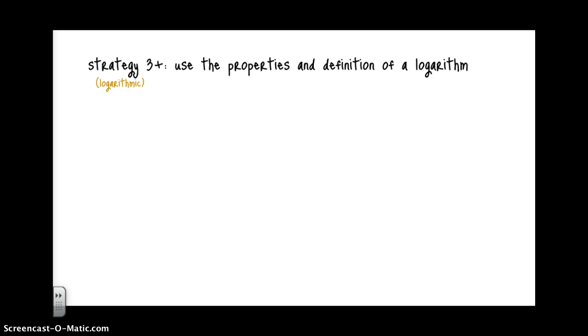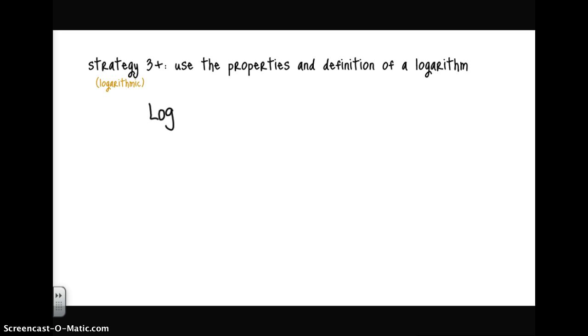So the last strategy I want to show you is called strategy 3+. And why is it called 3+? Because it's the third strategy, which was throwback, use the definition. But now we're going to use some properties so that we can actually do the definition. Here's what I mean. Let me clarify this a little bit for you. Let's look at an example. Log of 30x minus the log of 6 equals 4.